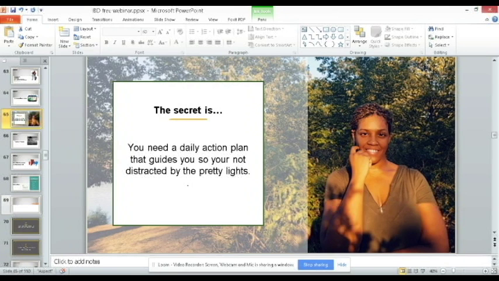The secret is you need a daily action plan that guides you so you're not distracted by the pretty lights. Don't let the pretty lights fool you. They are there for a reason. They are set up strategically, over-educating you in the areas you don't need to know. You're overqualified. And yet, the pretty lights still have you looking over there and over there because you don't have a plan. You don't know exactly what you're going to do.